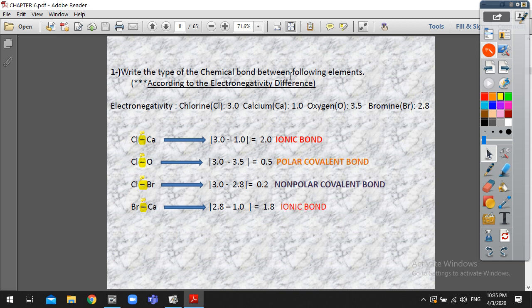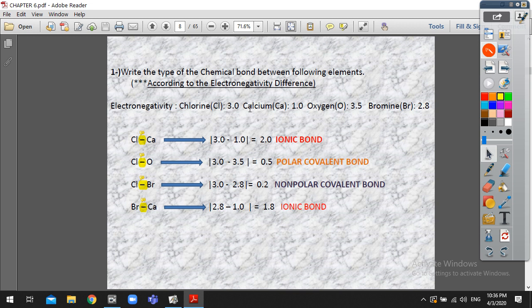Write the type of chemical bond between the following elements according to the electronegativity differences. Electronegativity: chlorine is 3.0, calcium 1.0, oxygen is 3.5, bromine is 2.8. In the exam also I will give you all this information and I will ask you the types of bonding between them. For example, between chlorine and calcium, what's the type of bonding?